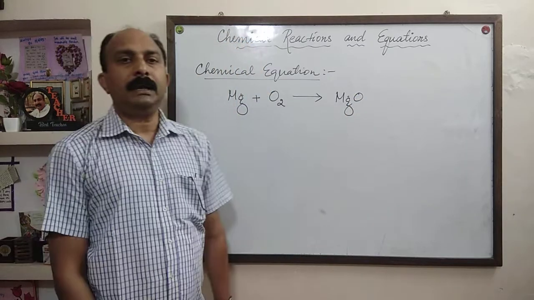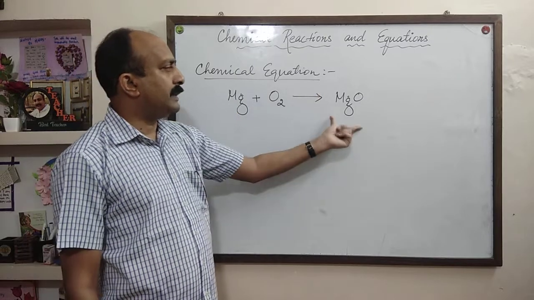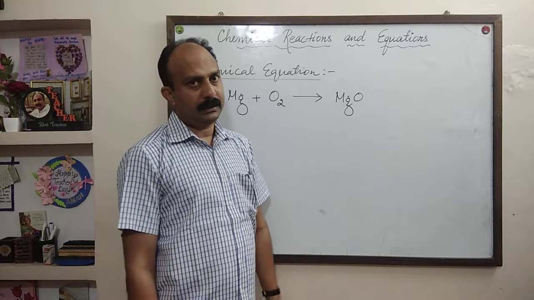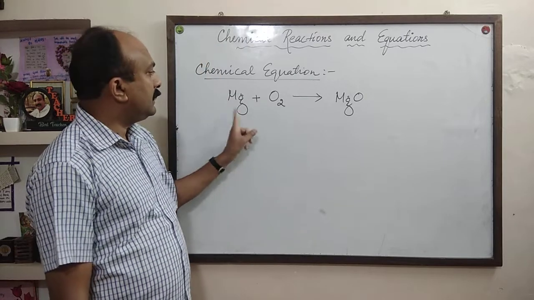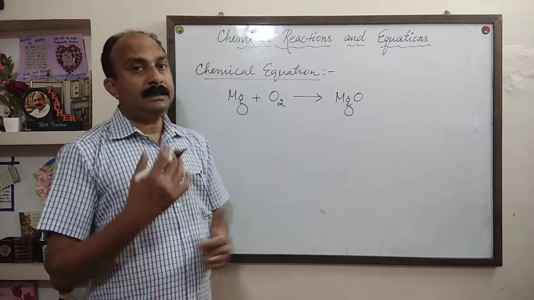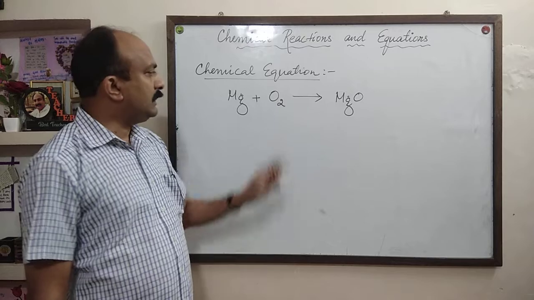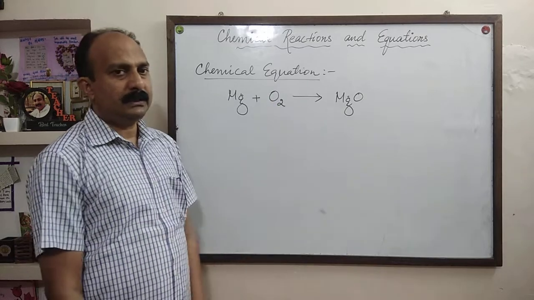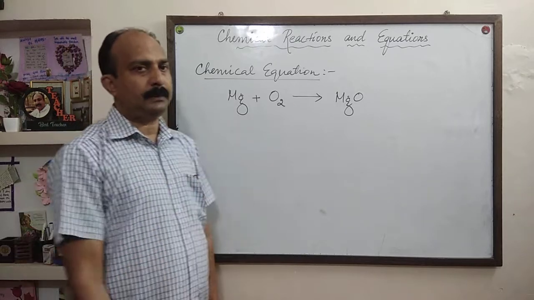This is called a chemical equation. The symbolic representation of a chemical reaction is called a chemical equation. Now we will come to the later part where this chemical equation is to be balanced. Balancing the chemical equation, I will explain it later. So it is not a balanced chemical equation now. Since it is a separate topic, I am coming to balancing the chemical equation in the later part.